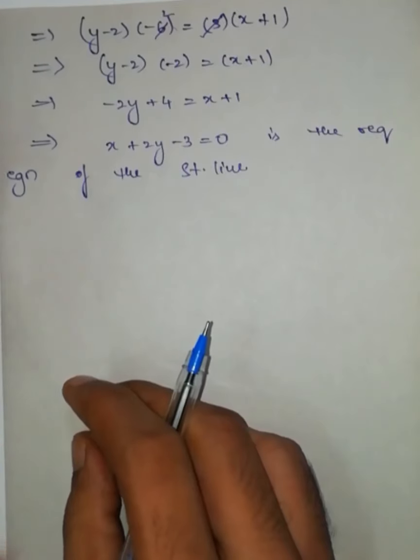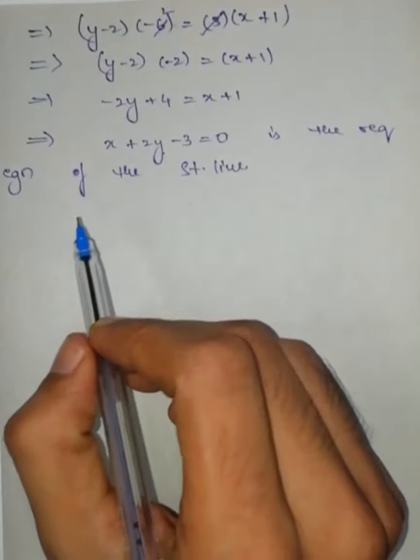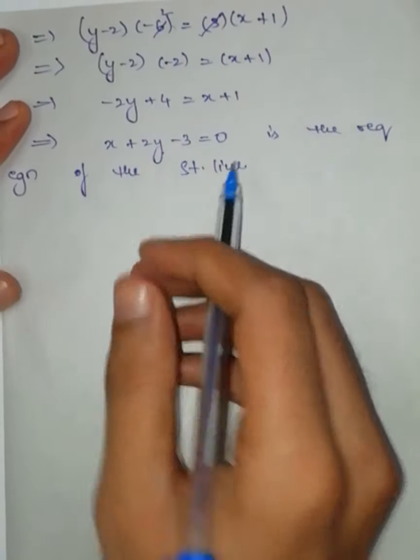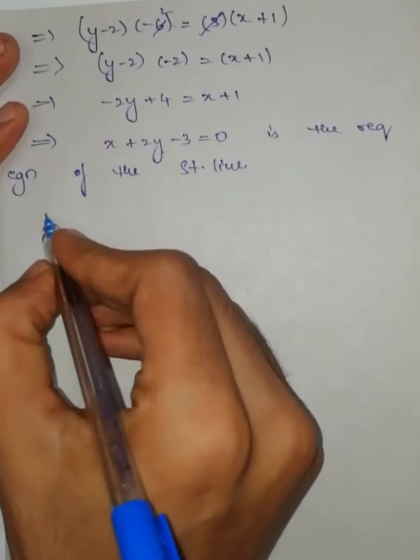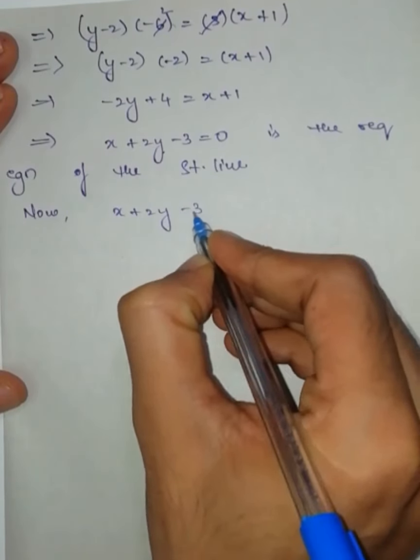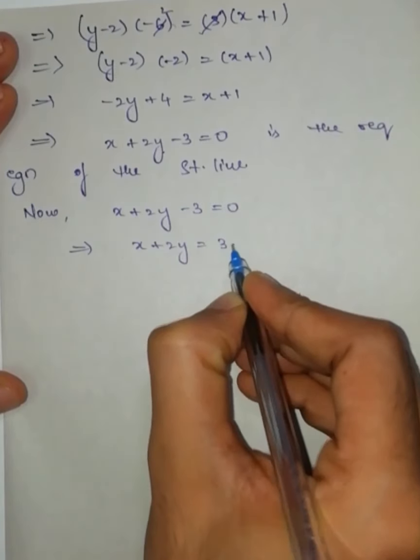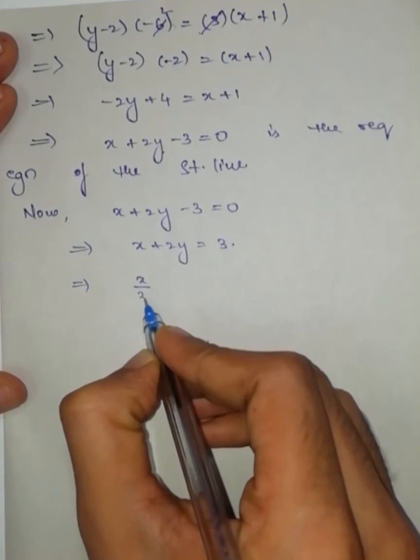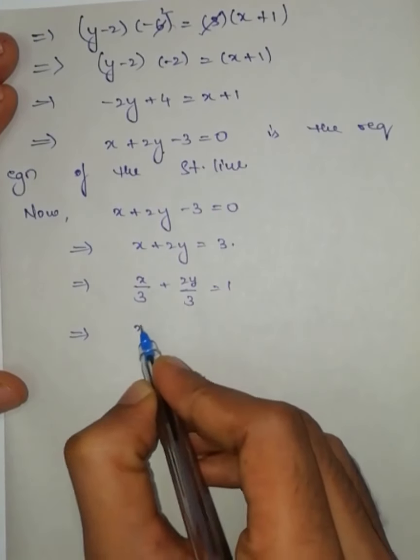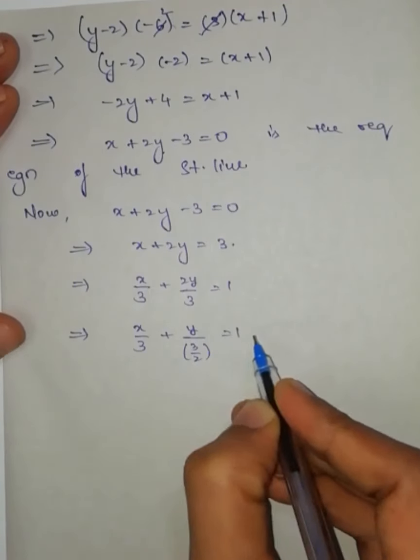Now, the second question: we have to find the area of the triangle formed by this straight line with the coordinate axis. So I am going to transform this one into intercept form. Now x plus 2y minus 3 is equal to 0. This can be written as x plus 2y is equal to 3. This can be written as x by 3 plus 2y by 3 is equal to 1. This implies x by 3 plus y by (3 by 2) is equal to 1.